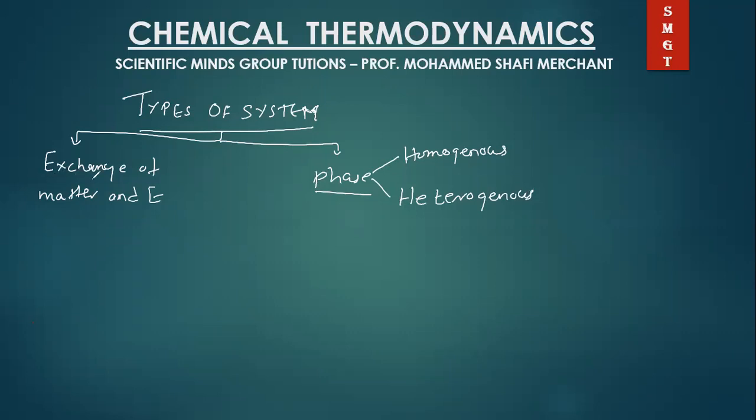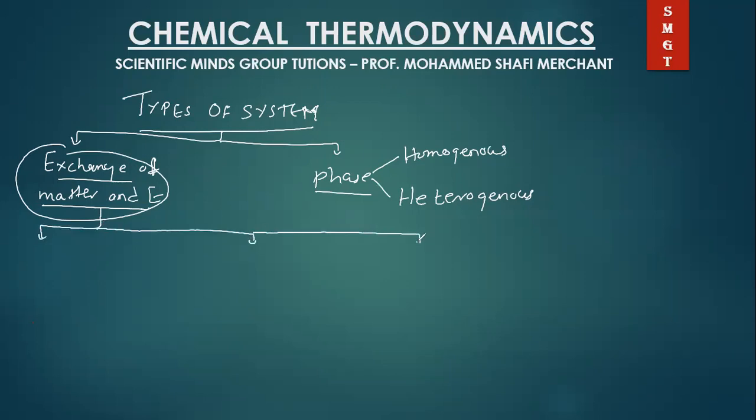But what about the type of system on the basis of exchange of matter and energy? In thermodynamics we are more interested in this, the exchange of matter and energy. Depending upon this, there will be three kinds of system. First will be called an open system. Then we have a closed system. And then we have an isolated system.